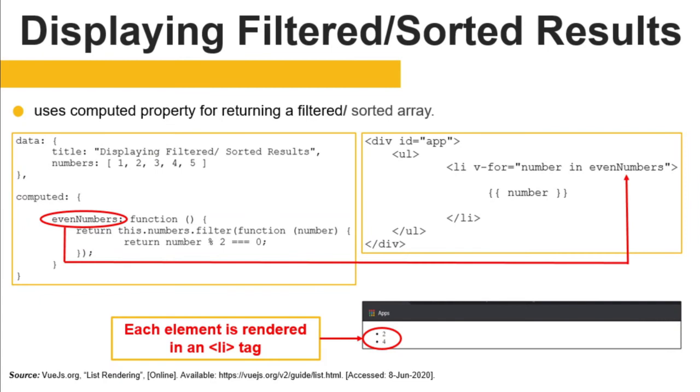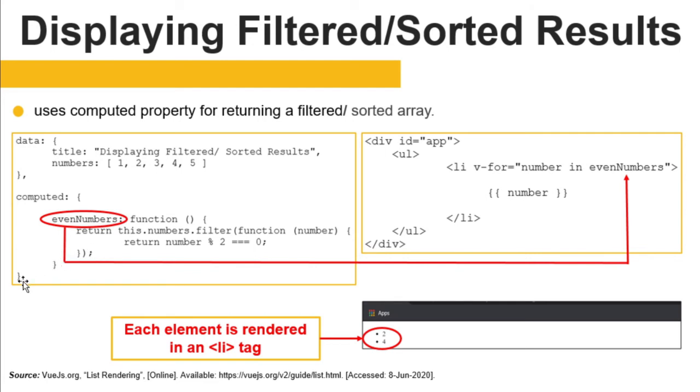Displaying filtered or sorted results. Vue.js uses a computed property for returning a filtered or sorted array. In our example here, consider our div which uses v-for, which iterates over even numbers, wherein evenNumbers is not an array but a computed property. So remember, a computed property is used to return computed or pre-processed values based on your given function body.